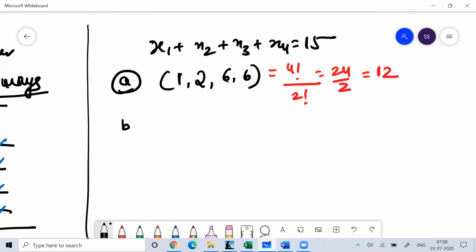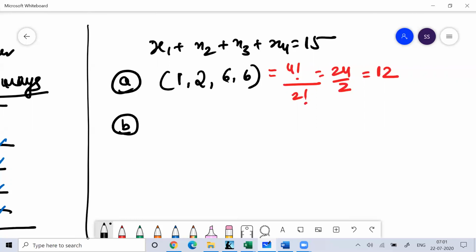Then the next case. So this is 12 ways for 1 comma 2. With 1 comma 2 there's only one way to get the sum, that is 6 comma 6. I cannot think about any other way. So I'm stuck. If I'm taking 1 comma 2, then I can't do anything else.